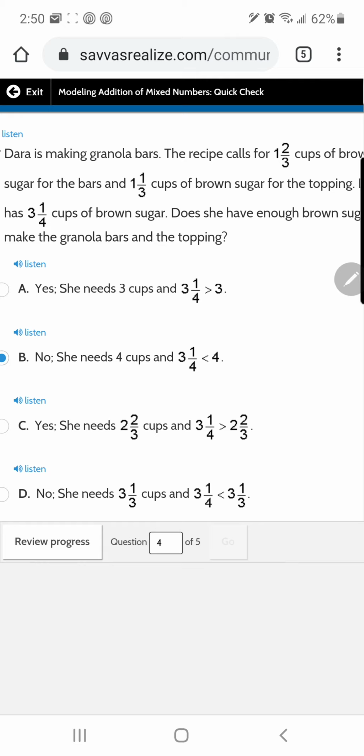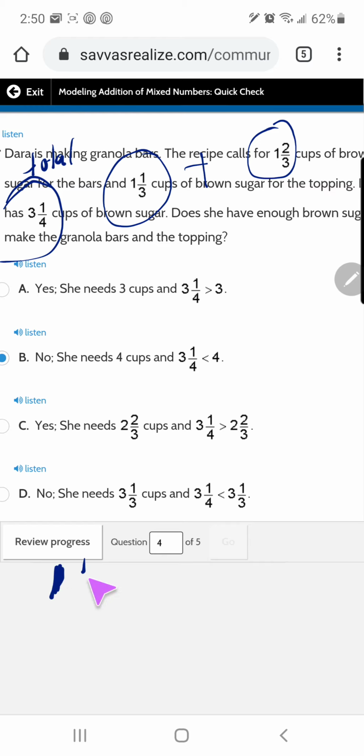First, you got to add 1 and 2/3 to 1 and 1/3. And then when you add those two, subtract it from the total, 3 and 1/4, right? So this should be easy right here, because when you add, I'm going to do most of my math down here because I have space down here.